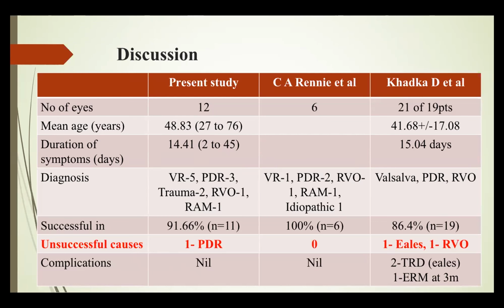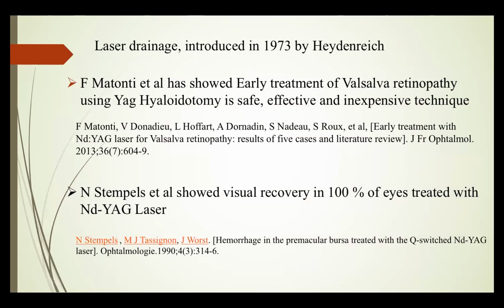Looking at the diseases, the proliferative nature and the thick hyaloid in these cases may make it difficult for the YAG opening in the posterior hyaloid. These cases may need vitrectomy. Laser drainage was introduced in 1973, and studies have shown that YAG hyalotomy in Valsalva retinopathy is safe, and usually visual recovery is seen in 100% of the eyes treated with YAG laser.